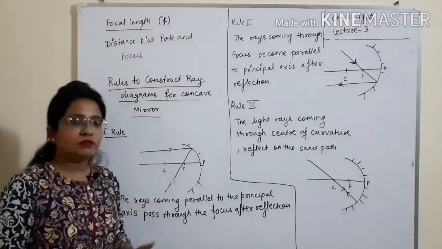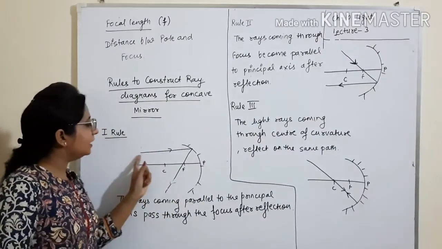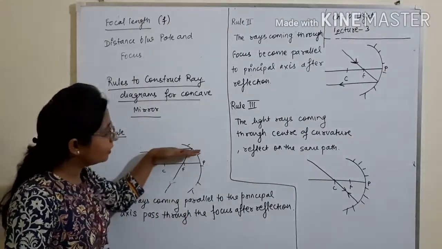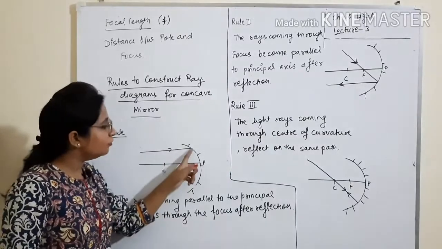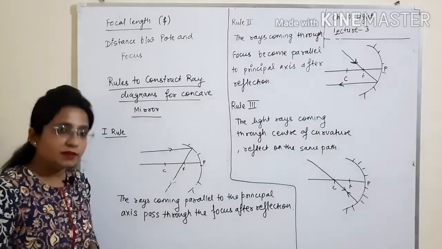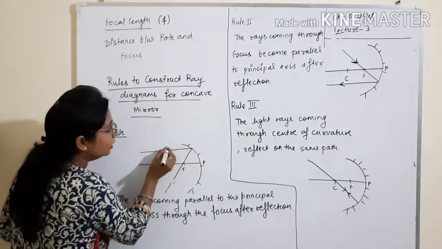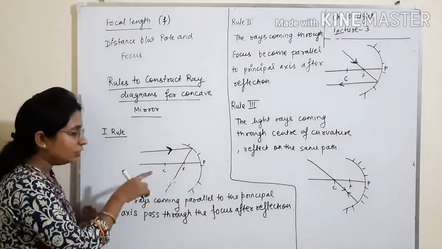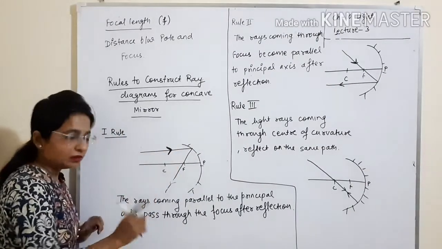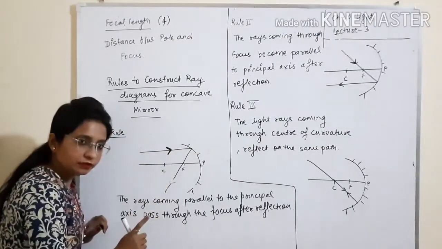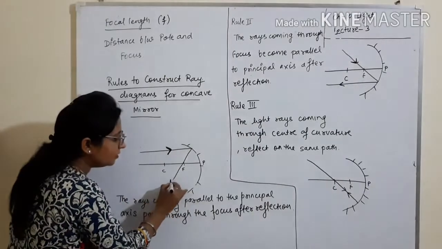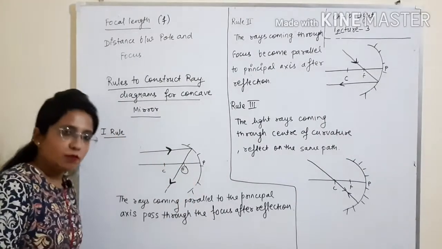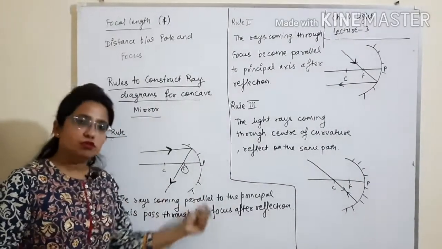So first rule states that if any light is parallel to the principal axis, if light is falling parallel to the principal axis, it will pass through F after reflection. Mind it, the light which falls on the mirror is incident ray, and you can see that arrow is towards the mirror and it is coming parallel to the principal axis, and after the reflection it will pass through the principal focus. This is the first rule.